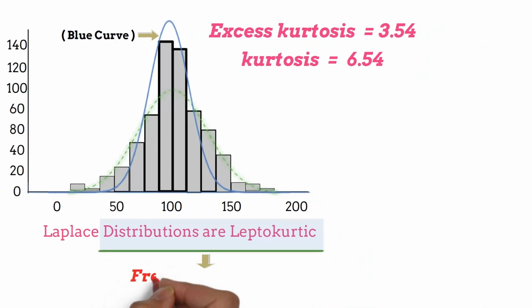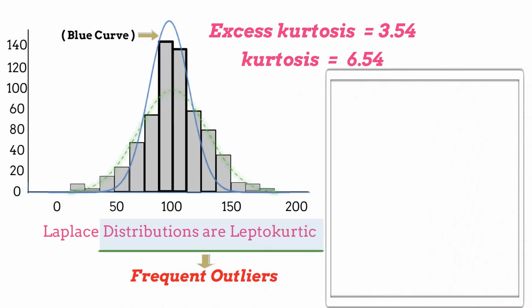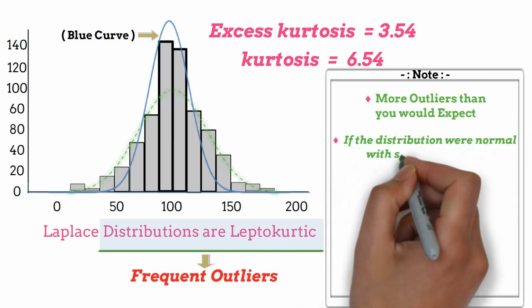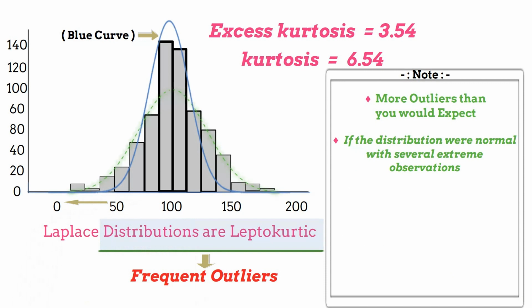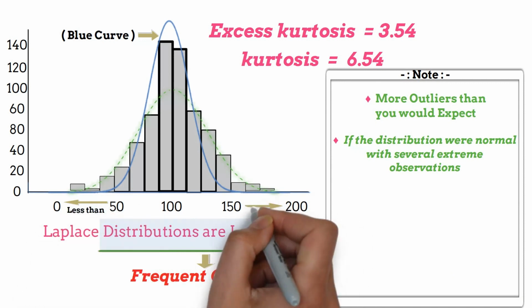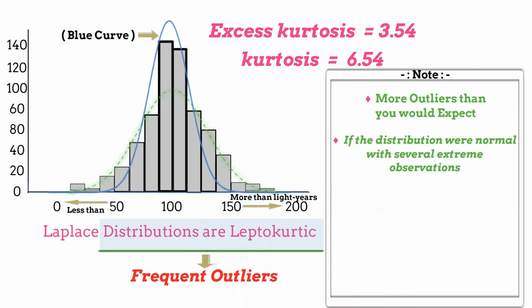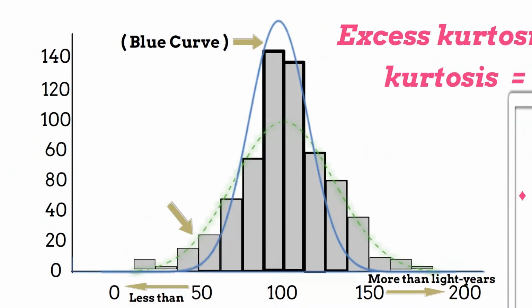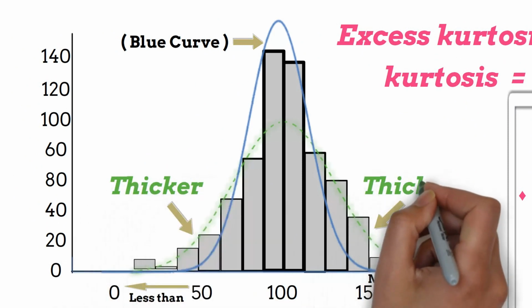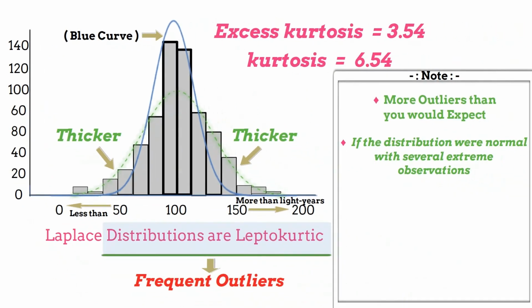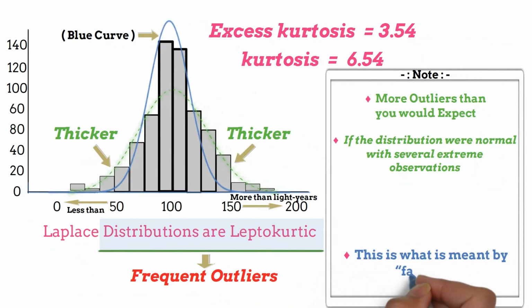Leptokurtic distributions have frequent outliers. The distribution of the astronomers' measurements has more outliers than you would expect if the distribution were normal, with several extreme observations that are less than 50 or more than 150 light years. If you look closely at the graph above, you will notice that on the far left and right sides of the distribution, the tails, the space below the Laplace distribution curve, blue, is slightly thicker than the space below the normal distribution curve, green. This is what is meant by fat tails.